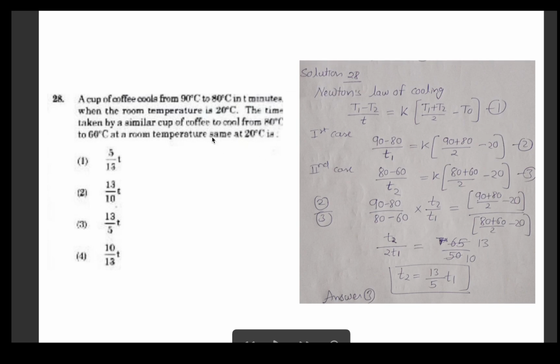In the second case, the coffee is cooling from 80 degree to 60 degree centigrade. So 80 minus 60 divided by T2, and all the terms. We divide equation 2 by 3 and try to solve this equation in terms of T2. The answer T2 is coming out to be 13 by 5 T. So our third answer is the right answer.